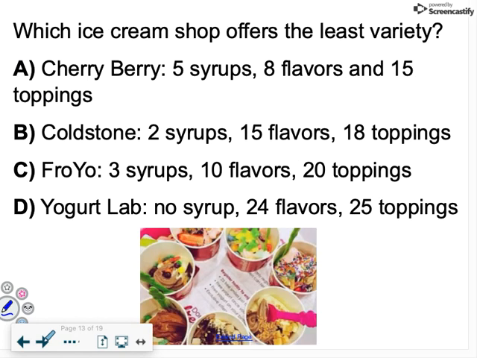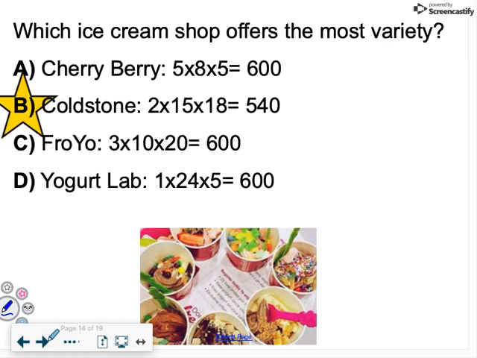We'll do the same thing here with the ice cream shop. They have syrups, flavors, and toppings. We'll multiply those together. We want to figure out which of these 4 places has the most options, or actually the least variety, sorry about that. We want the one that has the least variety, so the least amount of options. Again, we multiply them together. Please pause it; I'm jumping to the answer here. We find Cold Stone, because it only has 540 compared to the other stores' 600.